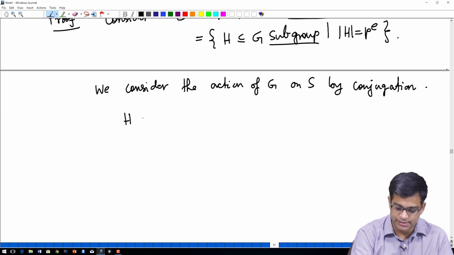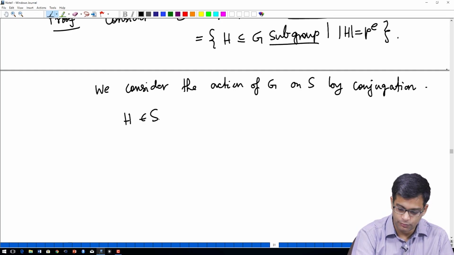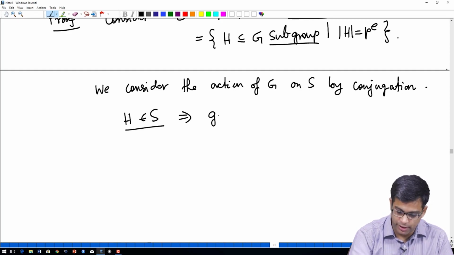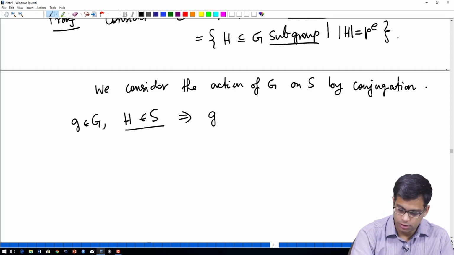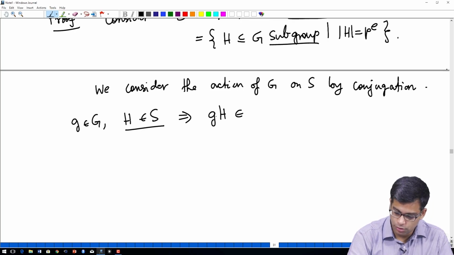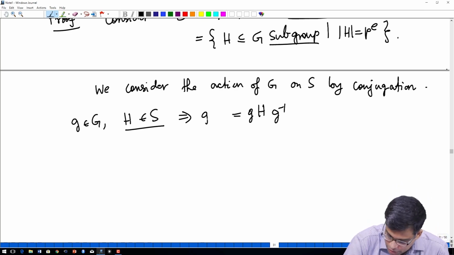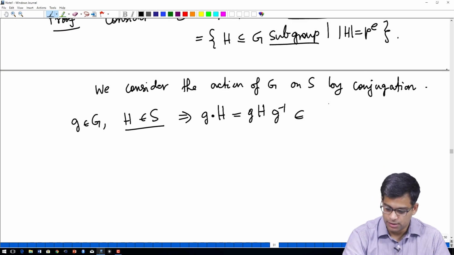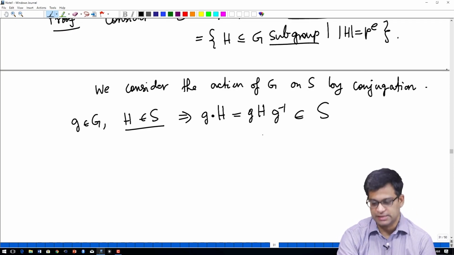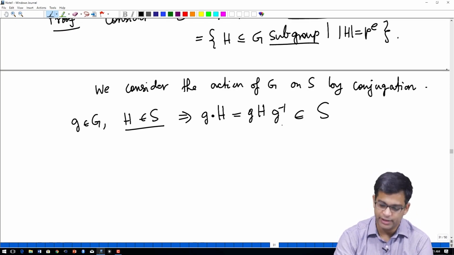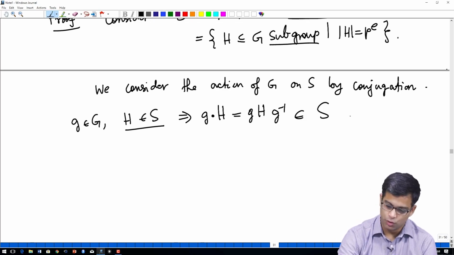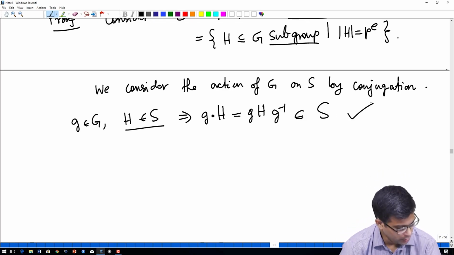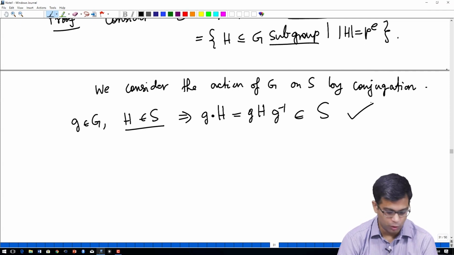In other words, if H is in S, then for g in G, g·H is also in S. Here g·H by definition is gHg^-1. So, it is not left multiplication, it is the group action. g·H is also in S because gHg^-1 is a subgroup and its order is also p^e. So, it is an action. Now, this is the goal for us.